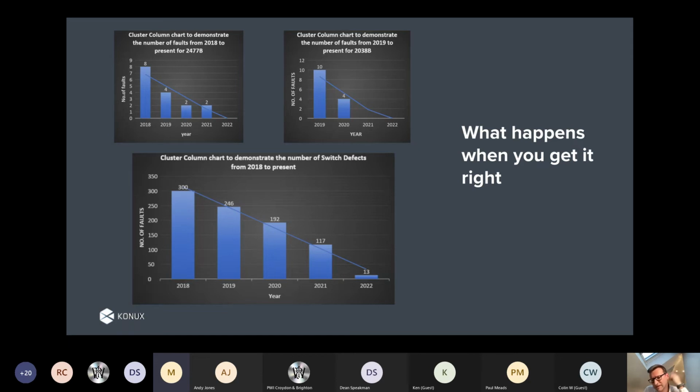Obviously 2022 is a very small sample of the year, but you can see the pattern over the previous 3 or 4 years. It's such good progress, and he's rightly very proud of what he's achieved. So I thought it was worth sharing.